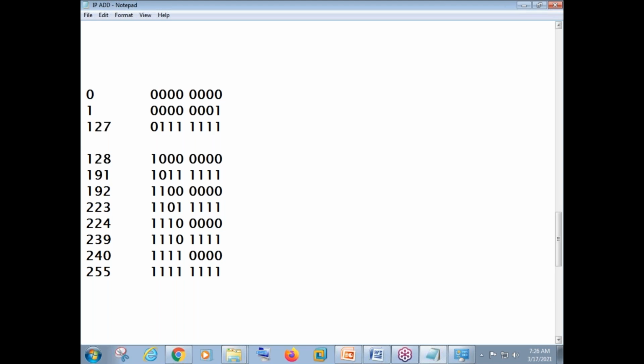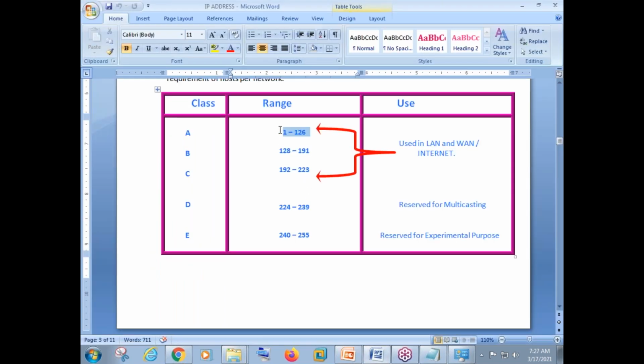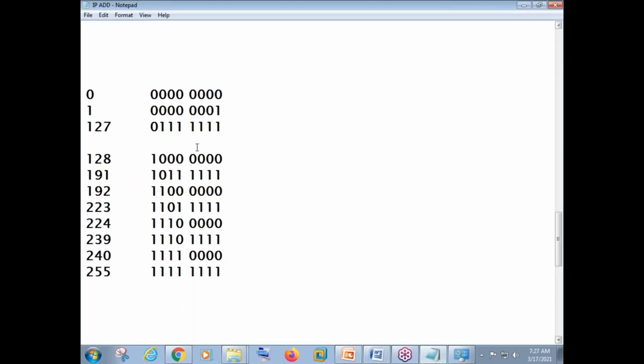Actually, class A range is 0 to 127. But 0 is reserved for default routing and 127 is reserved for loopback address. When they designed IP version 4, the class A range was 0 to 127 only. But the final range is 1 to 126, because 0 is there for some other purpose, and 127 is there for some other purpose.